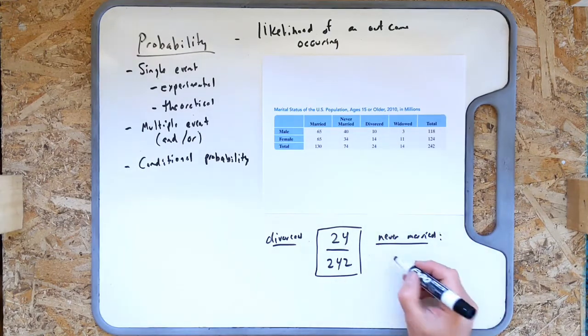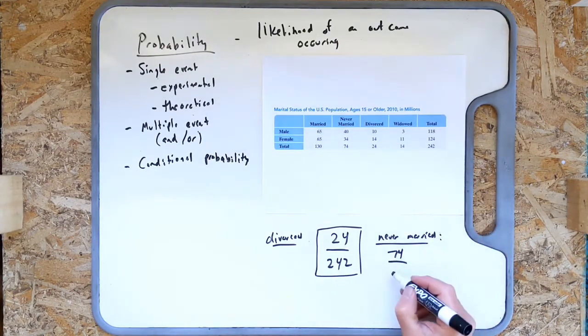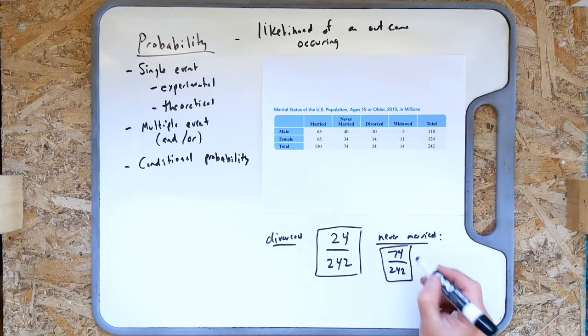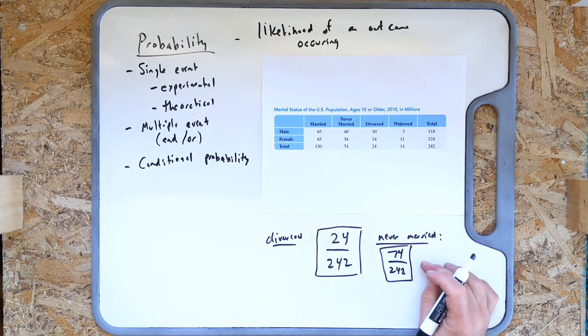So never married, there are a total of 74. Again, we have 242 total. So my probability of randomly picking someone and having them be never married is 74 out of 242. It also says if you're in the United States, the probability of you never being married, if you're 15 and older, is 74 out of 242, and you can convert that to a percentage if you wanted to do that.